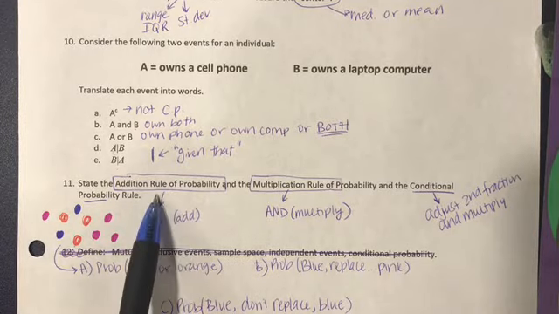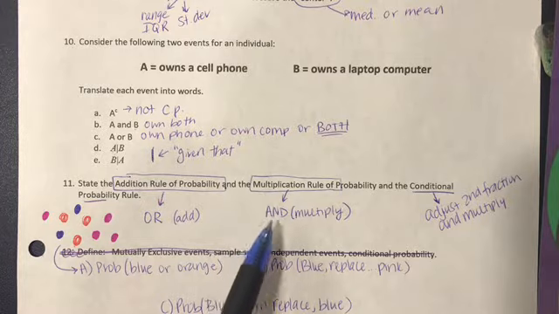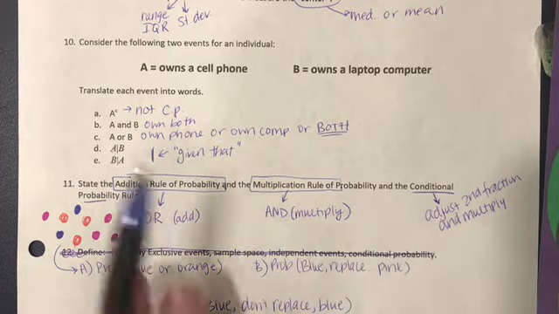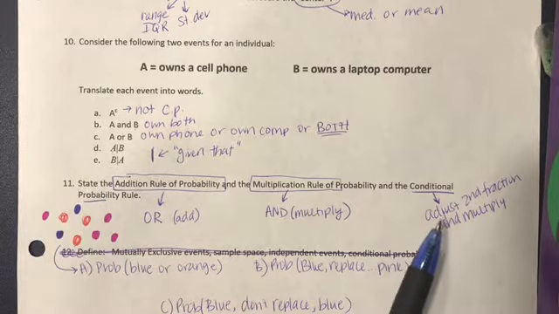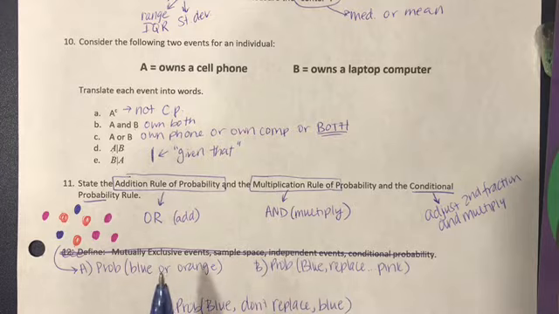So we usually use addition in probability when we have the word "or." We use multiplication when we see the word "and." Then conditional probability is when you have to adjust your second fraction based on a condition. And I'm going to give you an example of each right here.